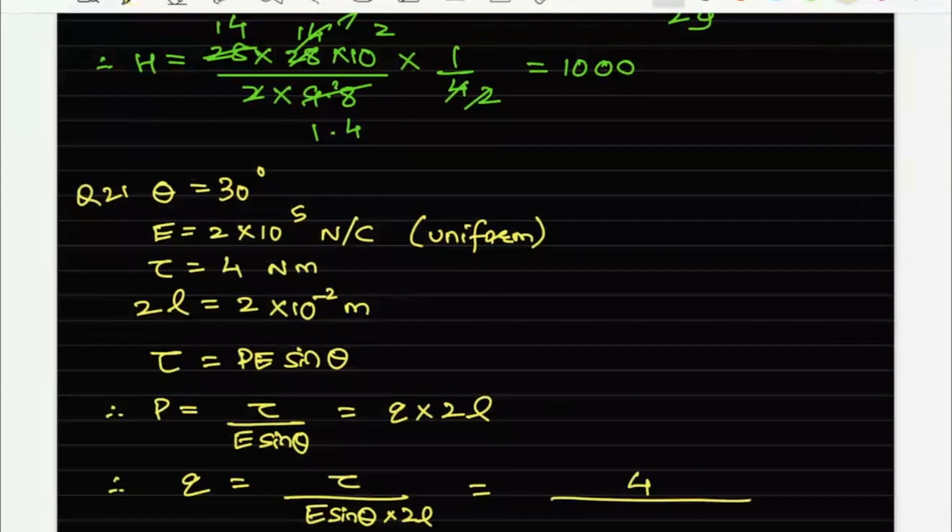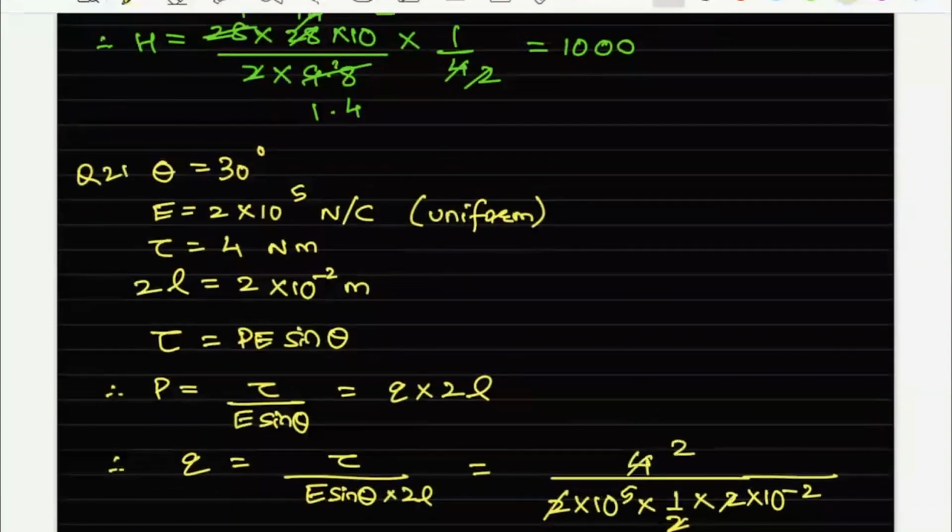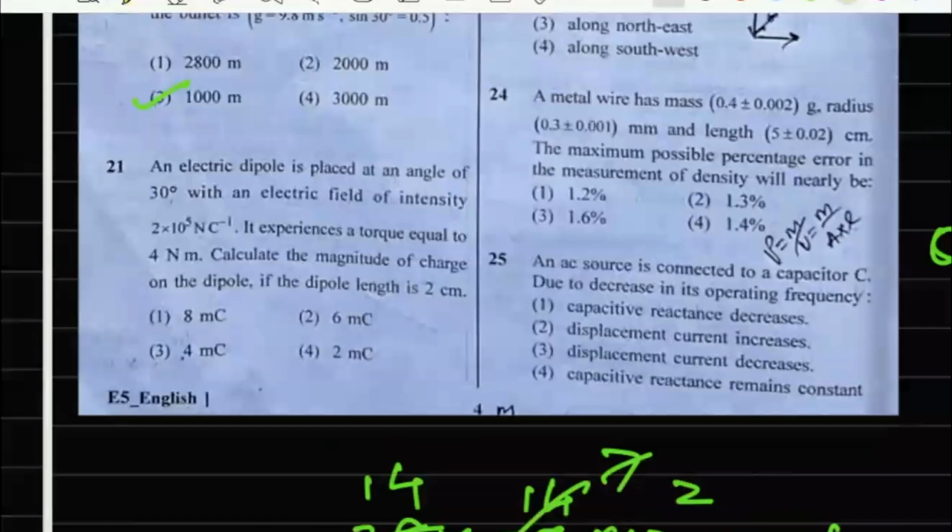4 divided by 2 into 10 raised to 5, sine theta, sine 30 is half, 2L is 2 into 10 raised to minus 2. So I'm getting 2 2s are 10 raised to 5, and minus 2 is 10 raised to 3, which goes in the numerator and becomes minus 3. So is there an option 2 into 10 raised to minus 3, which is 2 millicoulomb?